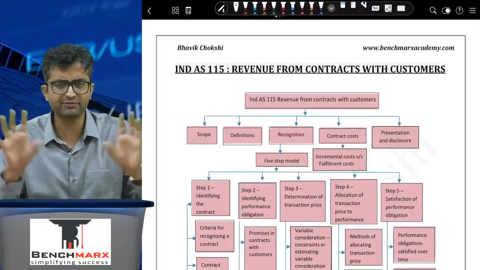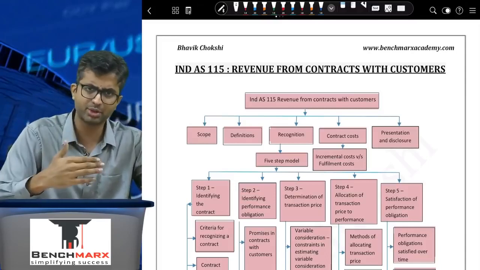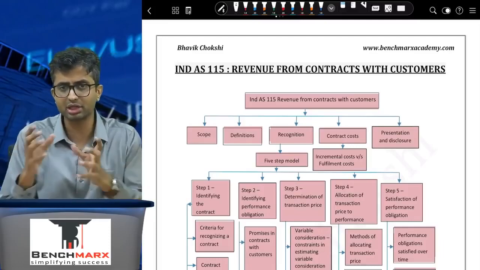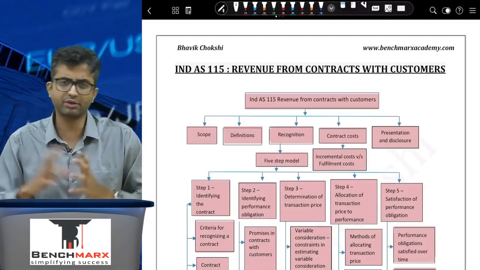There are 2 ways of measuring variable consideration. There is the expected value method, which is the probability based weighted average, and the most likely value method, in which case the most likely value is going to be considered. Either of these can work.